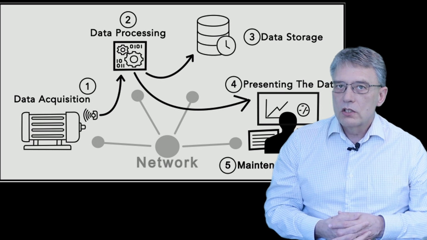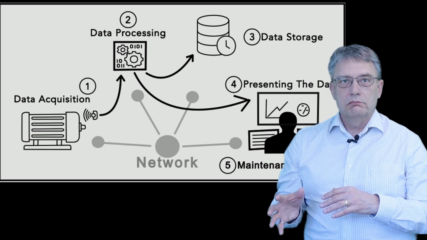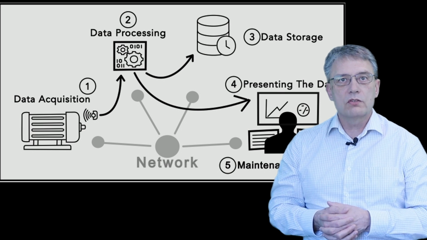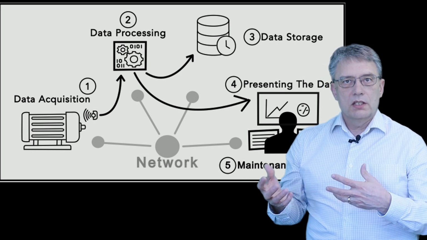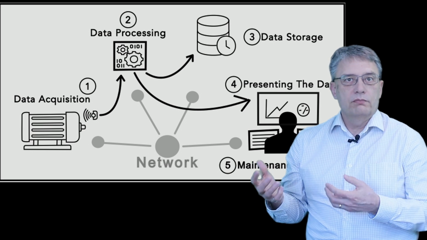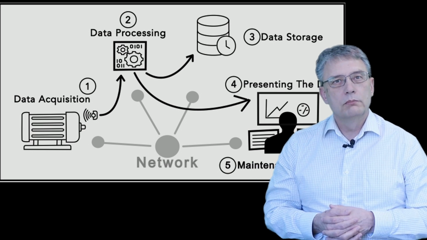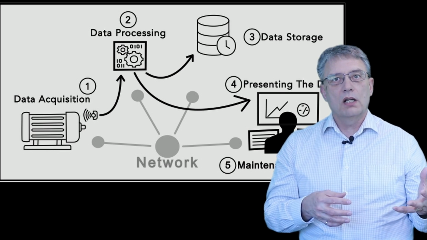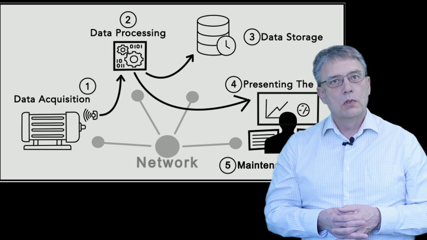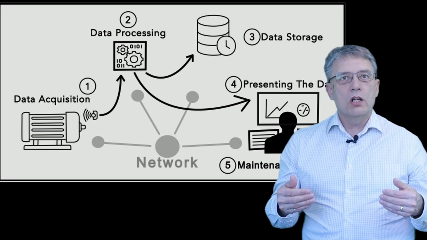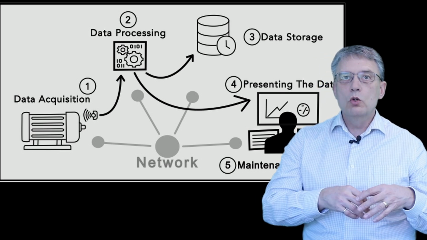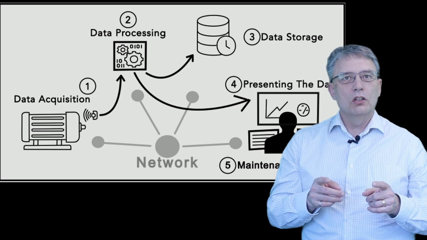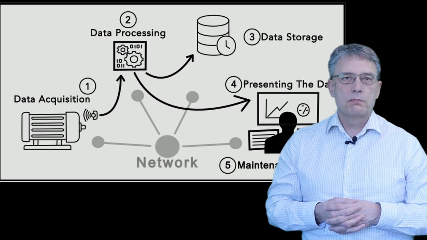The 5 steps start with acquiring the data about the condition of an asset, like vibration, temperature, or noise levels, and then processing that data to identify whether a failure might occur in the near future. The processed data is then stored and visualized for operators to analyze and make decisions from. All of these steps are made possible by network connections that move the data from one step to the next. Let's take a more detailed look at each of these steps.